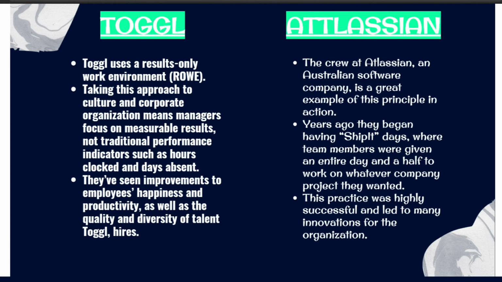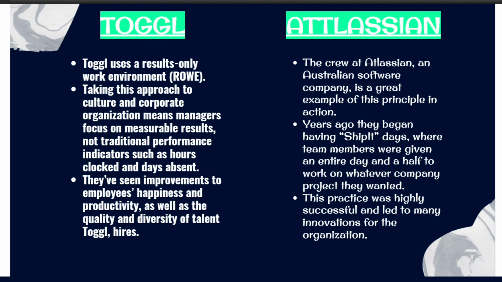Toggle applies the autonomy aspect. They use a results-only work environment, which is ROWE, and taking this approach to culture and corporate organization means that managers focus on measurable results, not traditional performance indicators such as hours clocked and days absent. They have seen improvements to employees' happiness and productivity as well as the quality and diversity of talent Toggle hires.